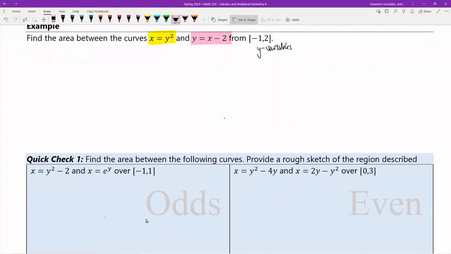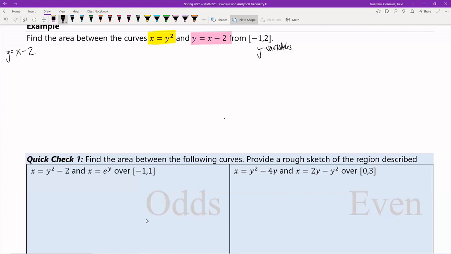This one needs to flip. Okay, so I need x is equal to stuff in this case. So I'm going to start with minus 2. Okay, so here's our start.